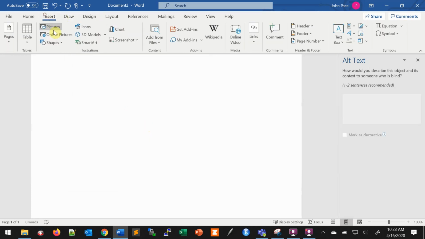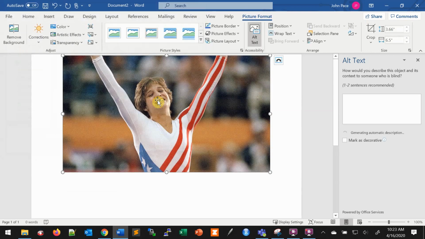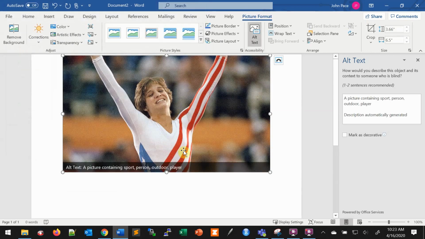Here's my favorite one. This is a picture of the greatest Olympian ever, Mary Lou Retton. The image caption that it creates here is "a picture containing sport, person, outdoor, player." Well, it is a sport, gymnastics. It is a person, Mary Lou Retton, but it's not outdoors and it's not a player. So it got half of it correct. So we'll give this a 5 out of 10.